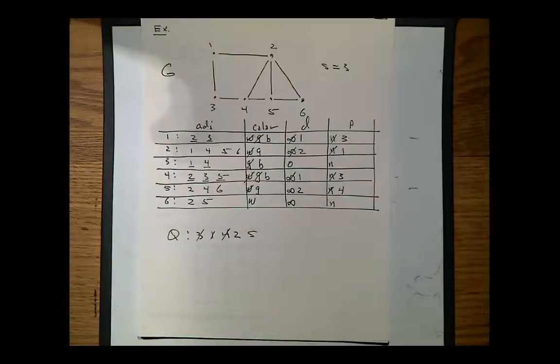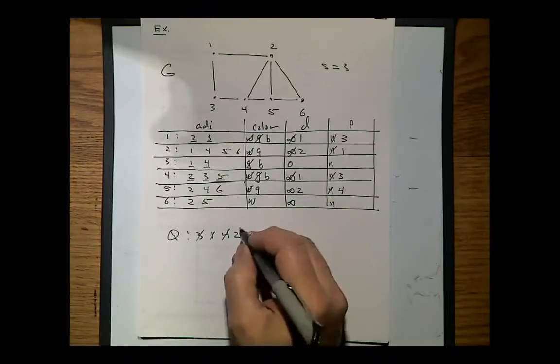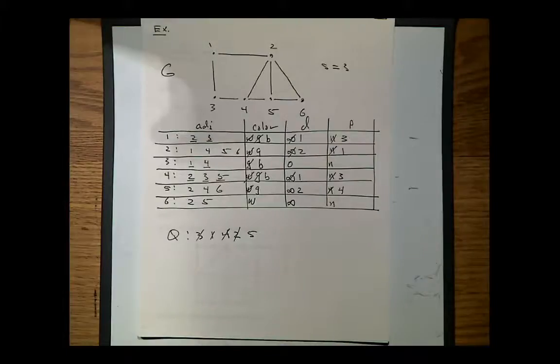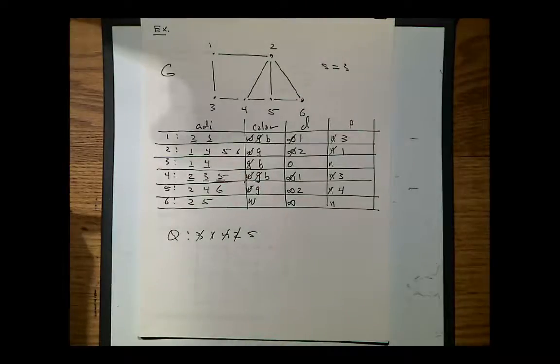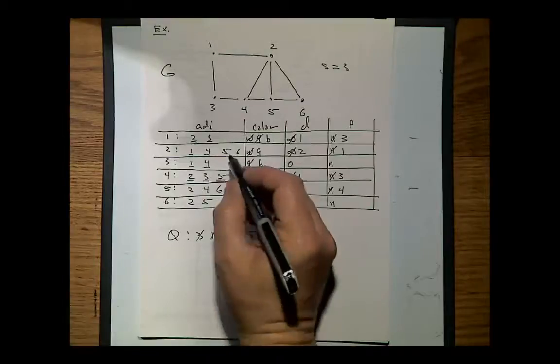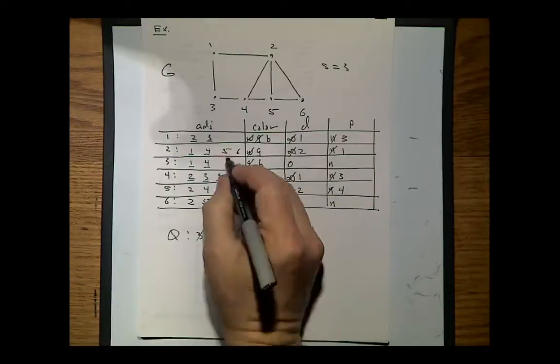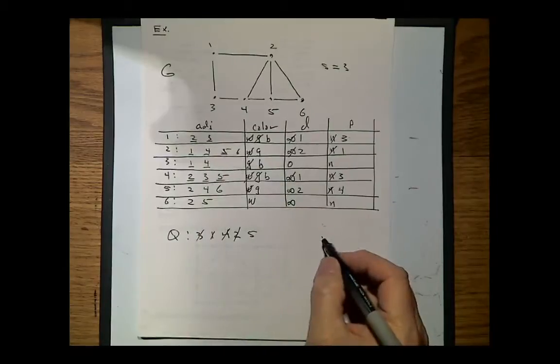Is the Q empty? No, it's not. Pull off the front of the Q. X is now 2. Process 2's adjacency list. Has 1 been discovered? Yes, it has. Has 4 been discovered? Yes, it has. See, these are now becoming false a lot of the time. Has 5 been discovered? Yes, it has. Has 6 been discovered? No, it hasn't.